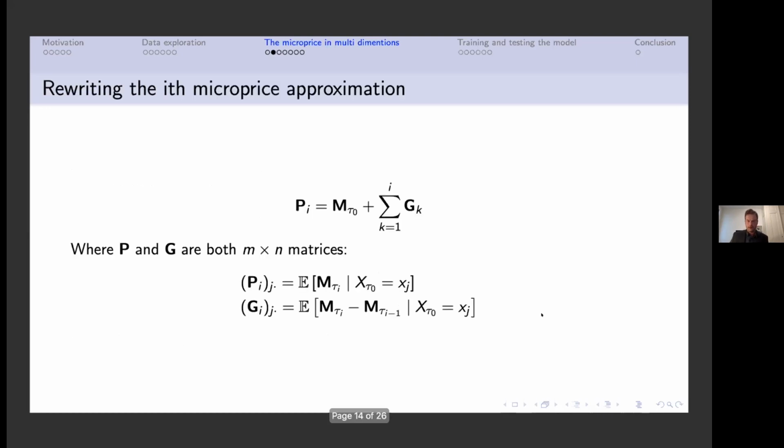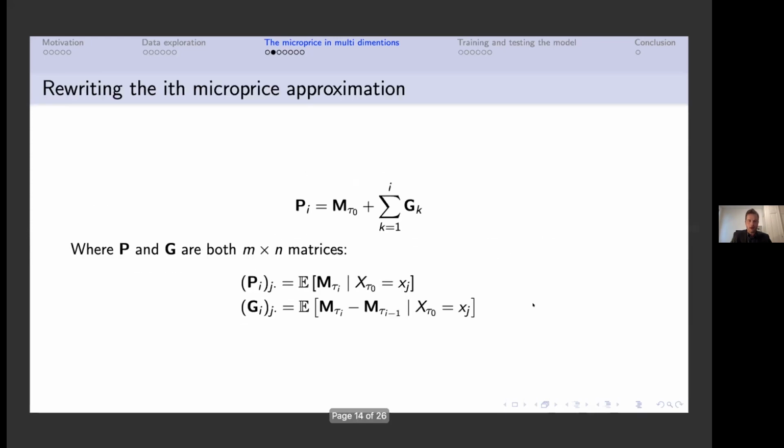All right, so here's a little bit of the math behind this. The first thing to do is a classic math finance trick, which is to make this into a sum of increments. So P I is the expected mid price at tau I, conditional on the state of the order book. As I mentioned, all these P's, M's, and G's are 2 by 54 matrices. And the G's here are just these increments, the expected difference between the mid price at time tau I and the mid price at time tau I minus 1. And so that's my definition of the micro price approximation.